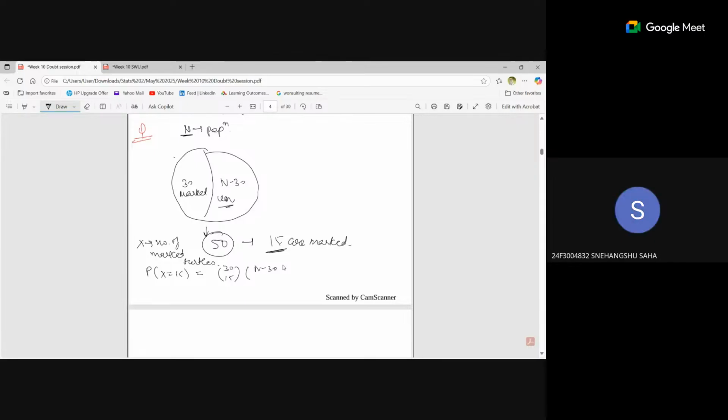35. 20. It will be 35. Oh, 20. Okay. Yes or no? Now, the total will be N by 50. From N, we are choosing a sample, and in that sample, from the 30, I have 15 who have been marked, and from the remaining, untagged, unmarked, we are taking 35.